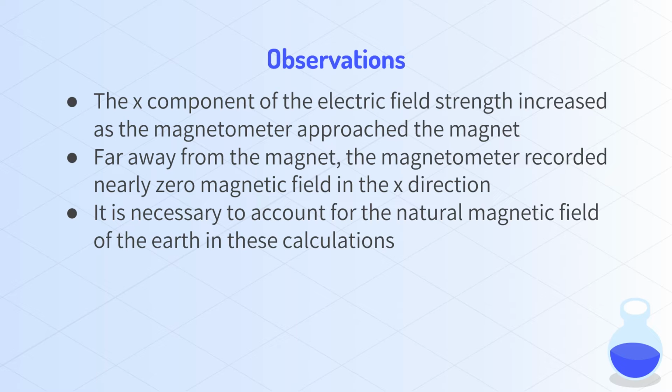This equation will be useful when we need to calculate our results, but before we start the math, I want to bring up some of the qualitative observations I collected while obtaining my measurements. Notably, as the magnetometer moved closer to the magnet, the x component of the magnetic field seemed to increase. When the magnetometer was far away from the magnet, it measured a magnetic field of almost zero along the x-axis. Another important observation I made was that we must subtract a constant value from the measured magnetic field along the y-axis in order to account for the magnetic field of the Earth.